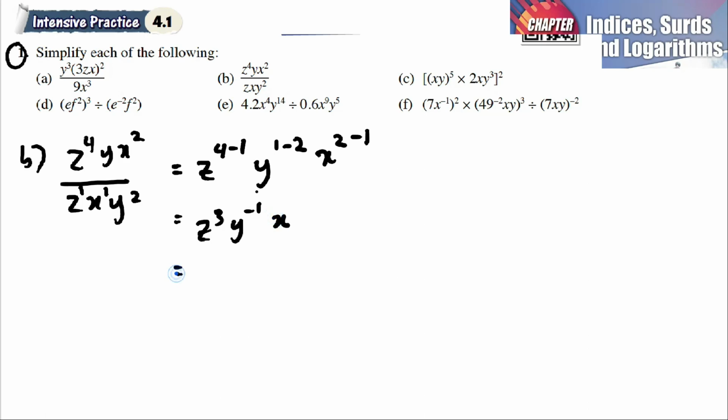So here we get z cubed, y minus 2 is negative 1, 2 minus 1 is x. Bring the negative power down, so z cubed x, y negative 1 will become divided by y power of 1. So we don't have to write 1. This one is z cubed x divided by y.